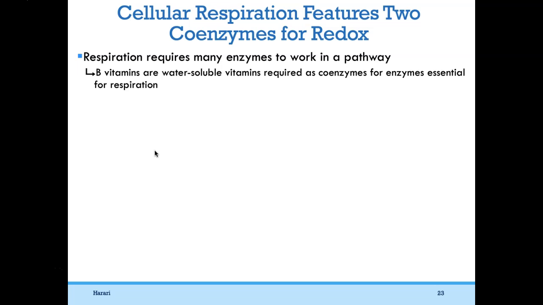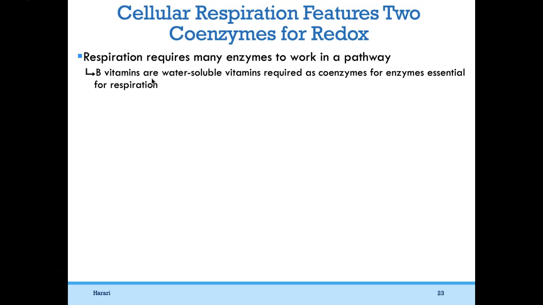So I mentioned before that cellular respiration is a redox pathway. A lot of reduction and oxidation is going to happen. So in order for reduction and oxidation to occur, we need enzymes. So respiration requires many enzymes to work in a pathway. And we spoke about enzymes in a previous chapter, and we said that oftentimes enzymes require other molecules to allow them to function. And for respiration, B vitamins are required as coenzymes for these respiration enzymes to function. So the reason why we need B vitamins is to make ATP.